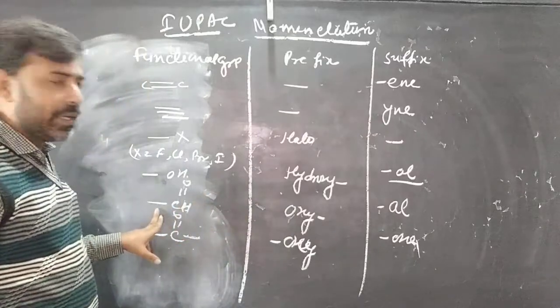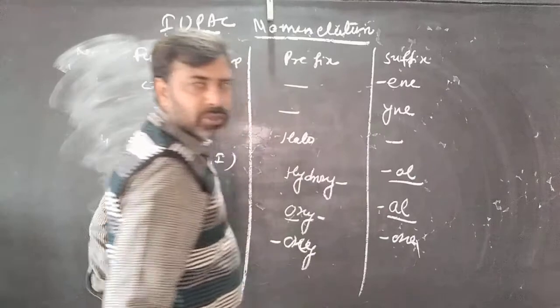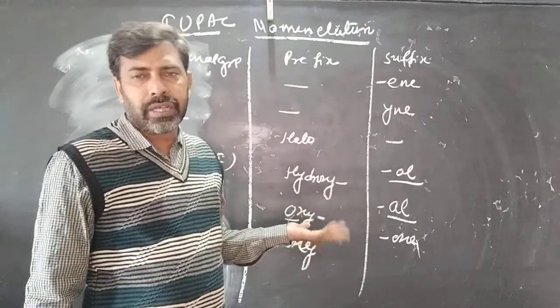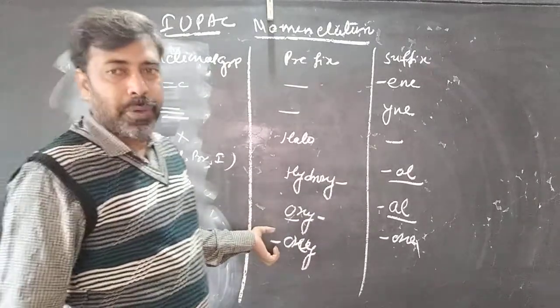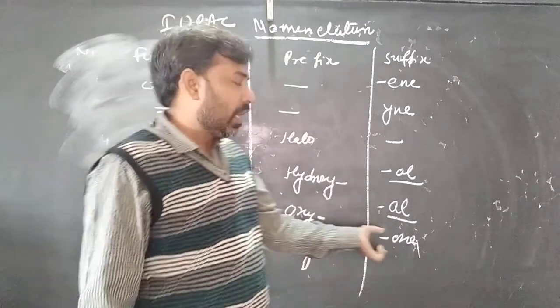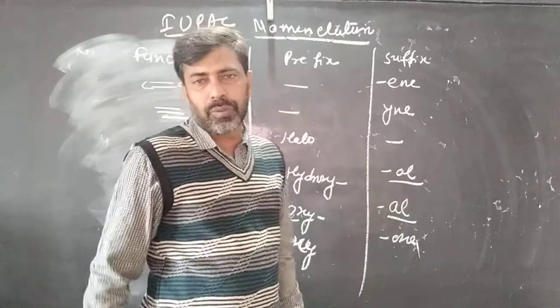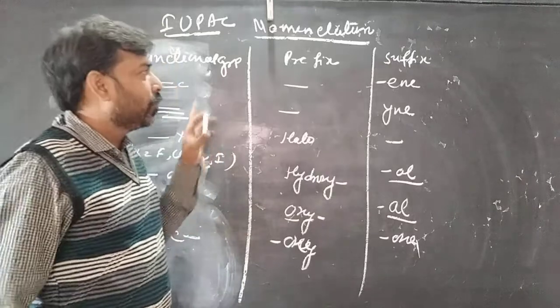In the case of aldehyde, the prefix is oxo and the suffix is al. Sometimes instead of oxo, we can also write formyl or aldo. In the case of ketone, again the prefix is oxo or keto, whatever you want to write, and the suffix is one. In all of these cases, the suffix is the priority one. So this is some of the functional groups and their prefix and suffix.